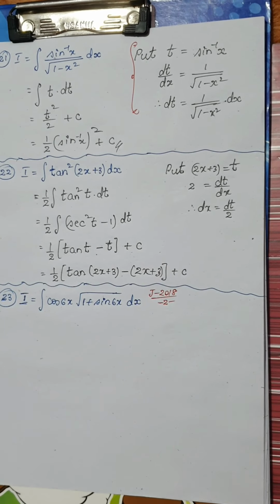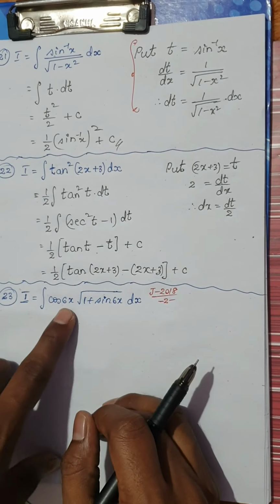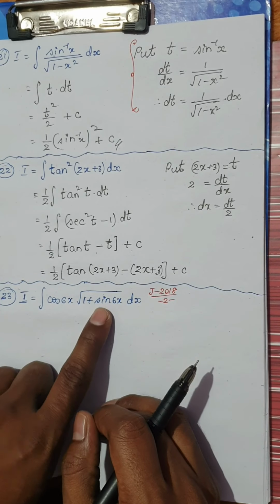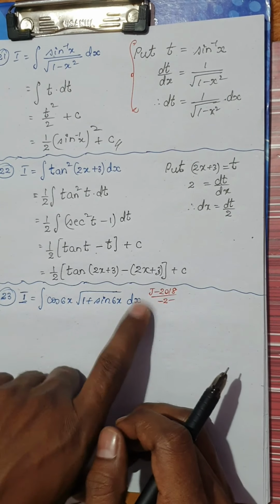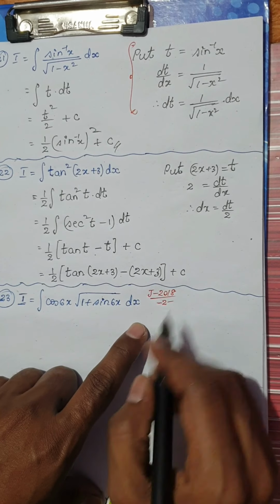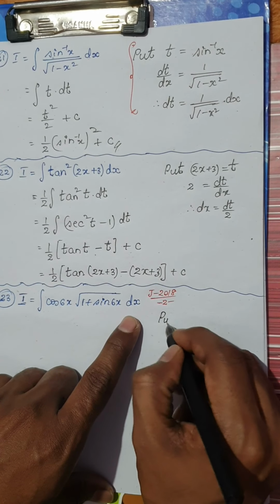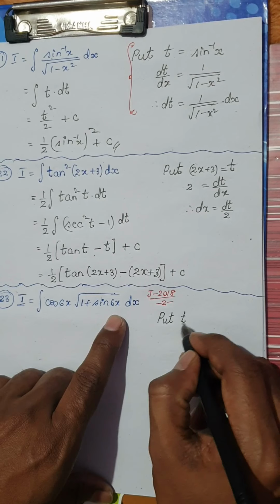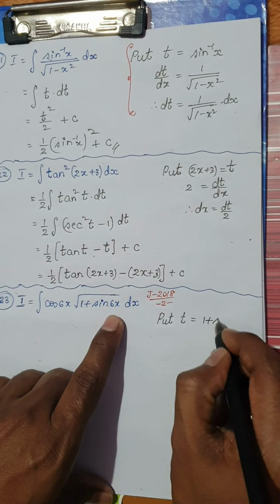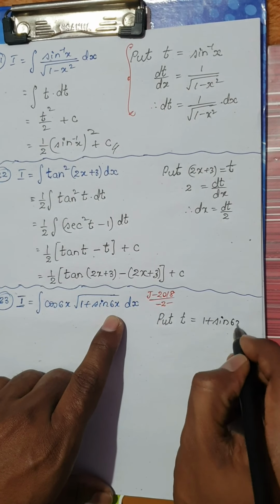The next integral we have is the integral of cos 6x into root of 1 plus sin 6x dx. Remember, this question was asked in the year July 2018 for 2 marks. Let us see how we are going to solve it. I will put t as 1 plus sin 6x.